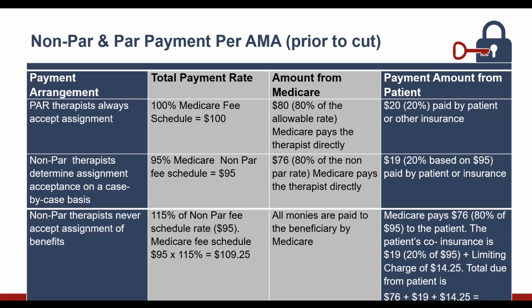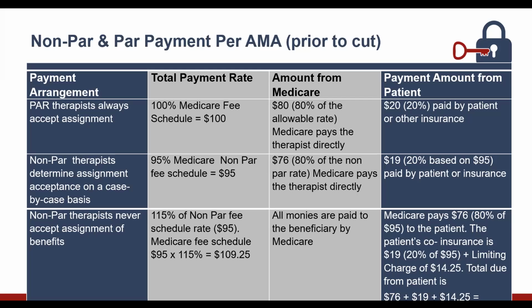But 115% at the non-par level, so that's $95 times 115%, which is your $109.25. All monies are paid by Medicare to the beneficiary, so their $76 is going to go to the patient. Medicare pays $76 to the patient. The patient's co-insurance is $19 plus a limiting charge of $14.25. So yes, the patient is having to carry that extra financial burden when you change to non-participating provider. So the total amount you would be paid instead of $100 is $109.25.